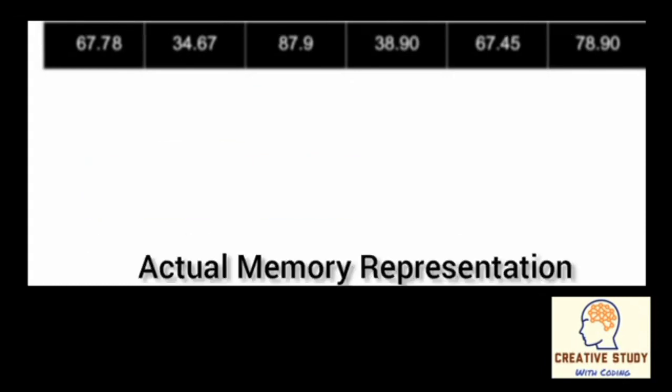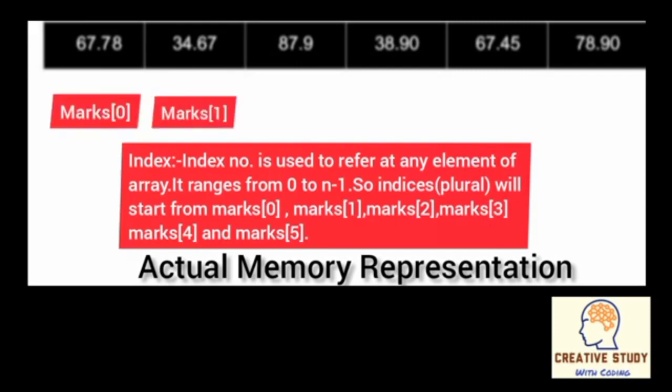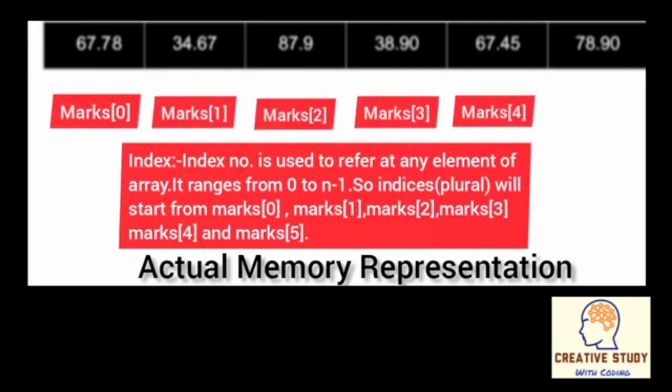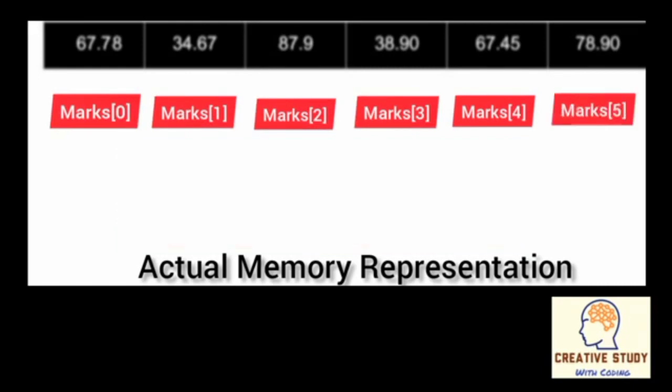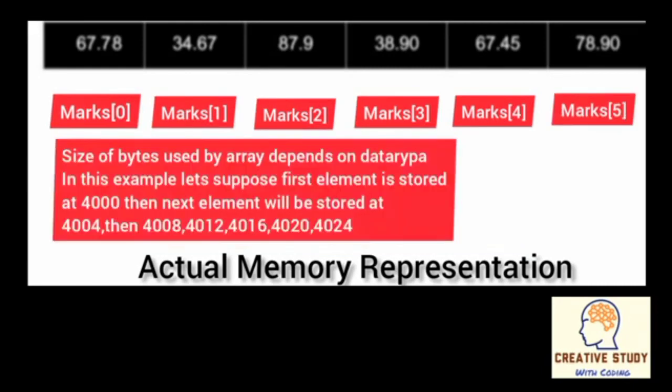Let's see what is an index in an array. Index number is used to refer to any element of the array. It ranges from 0 to n minus 1. So indices will start from marks[0], then marks[1], marks[2], marks[3], marks[4], and the last index will be marks[5]. The size of bytes used by an array depends on the data type.